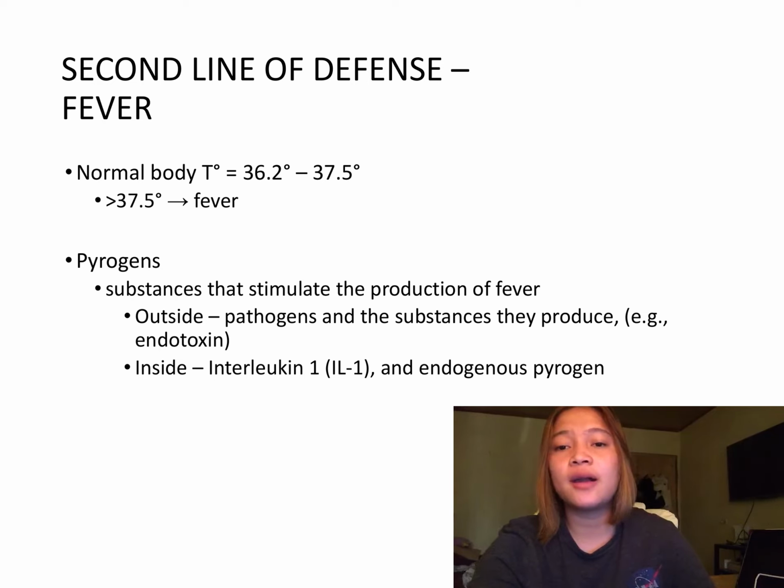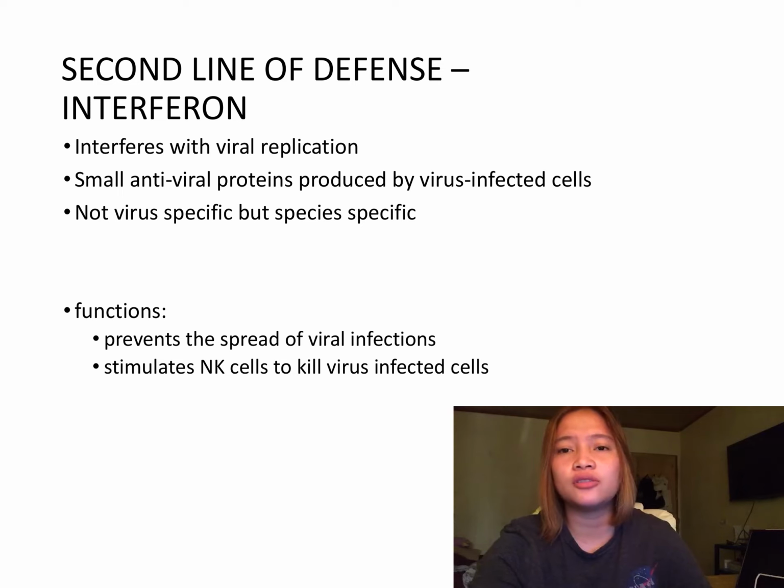Next one is interferons. Interferons are a diverse group of immune signaling molecules and are specifically important in our defense against viruses. Type 1 interferons, interferon alpha and interferon beta, are produced and released by cells. The function of this is to prevent the spread of any viral infections as well as to stimulate NK cells to kill virus-infected cells.